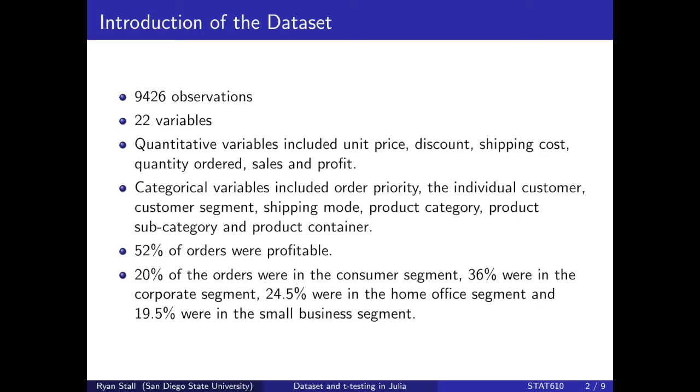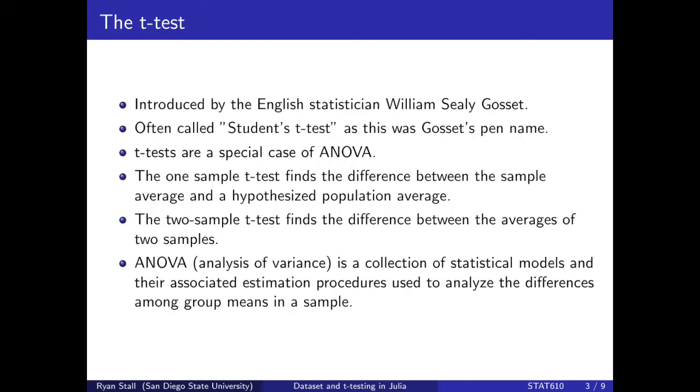The dataset indicates that 52% of the orders were profitable, while the other 48% obviously were not. It also indicates that 20% of the orders were in the consumer segment, 36% were in the corporate segment, 24.5% were in the home office segment, and 19.5% were in the small business segment. Now, let's learn about the t-test.